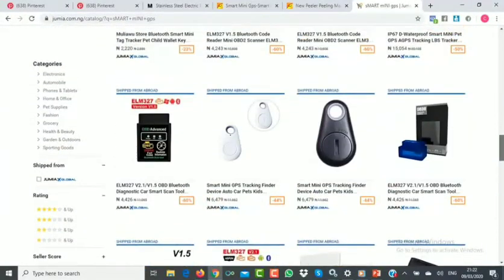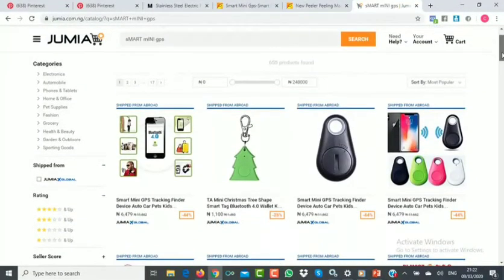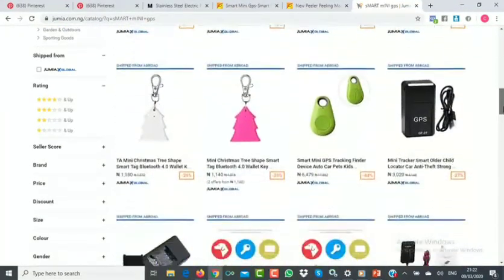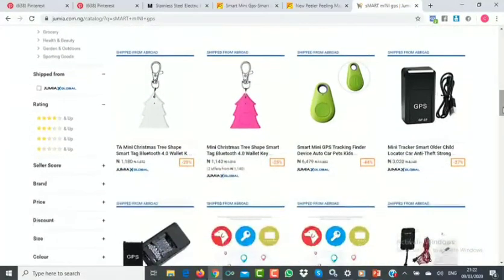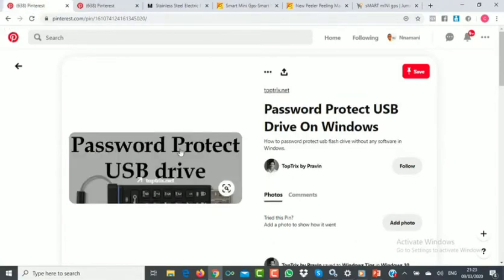But like I said before, the angle matters. If you sell this with an angle of trying to track a cheating husband, it's going to fly. The only problem is that Facebook will not allow you to run that kind of ad, but it is going to fly. All right, so the next one is the password USB drive.